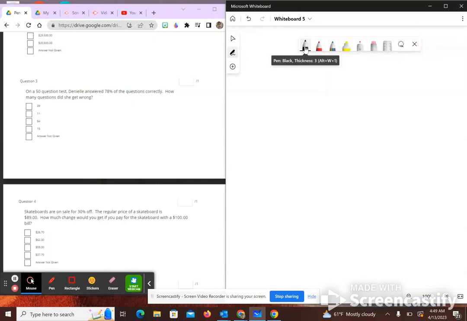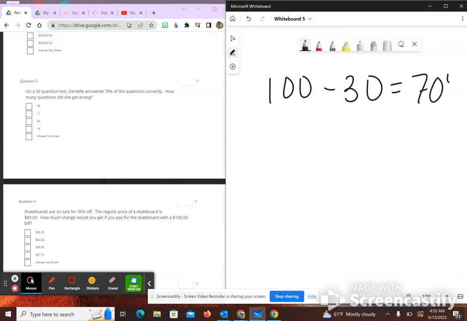You can figure out what the discount is and then subtract it, or since the skateboard is on sale for 30% off, 30% subtracted from 100 is 70%. So if it's 30% off, that means you're actually going to pay 70%. So instead of subtracting the discount, I'm going to figure out what I'm actually going to pay for the skateboard.